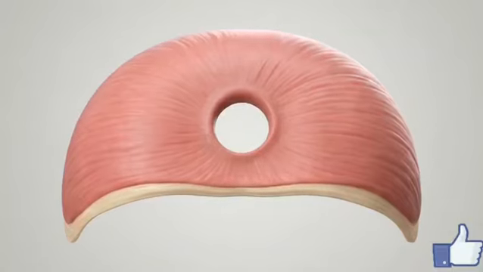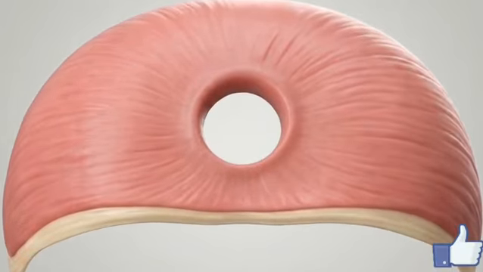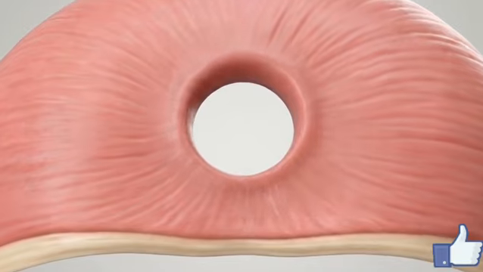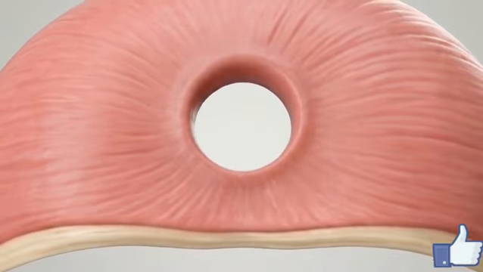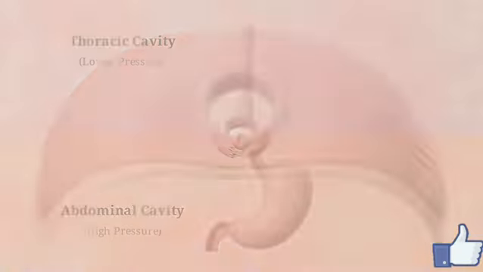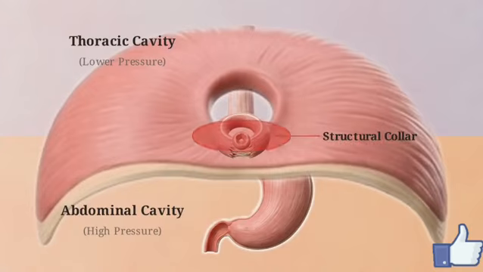The human diaphragm separates the chest cavity from the abdomen, but isn't a solid wall. It contains a precise opening called the esophageal hiatus. This aperture allows the esophagus to pass through the diaphragm to meet the stomach, acting as a structural collar that maintains a functional pressure barrier between the two cavities.